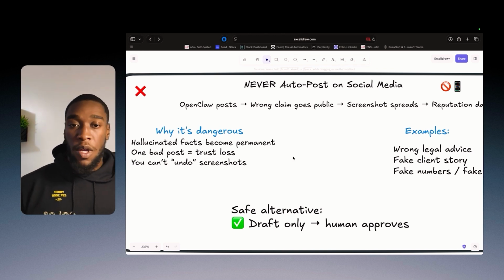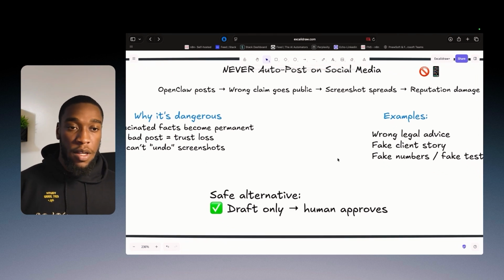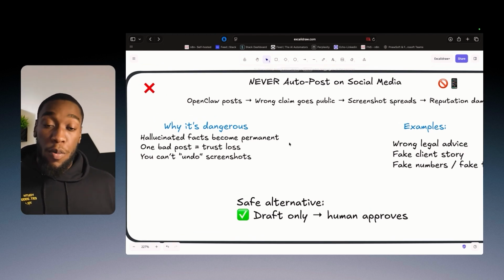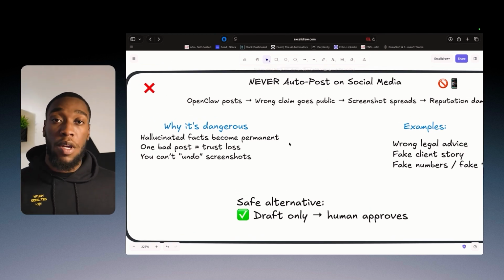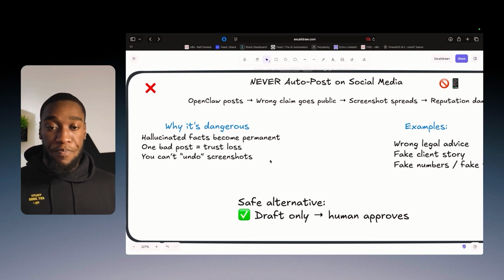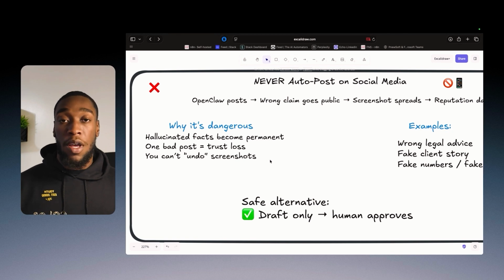So for example, OpenClaw can post and then you have a wrong claim that goes public and then screenshots spread and now your reputation is damaged, right? And I think as a business, your reputation is the thing that you really value the most. This is dangerous because OpenClaw can hallucinate a lot and then these become permanent when you have auto posting on your social media platforms. And one bad post can equal trust loss between your employees and your clients as well.